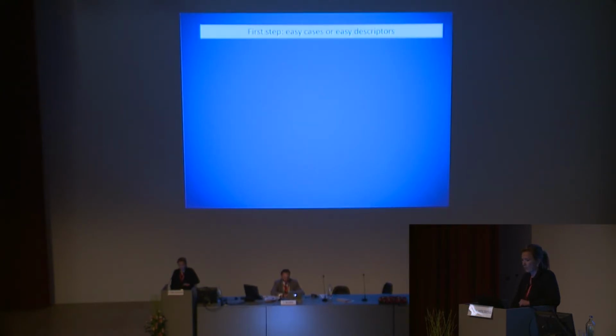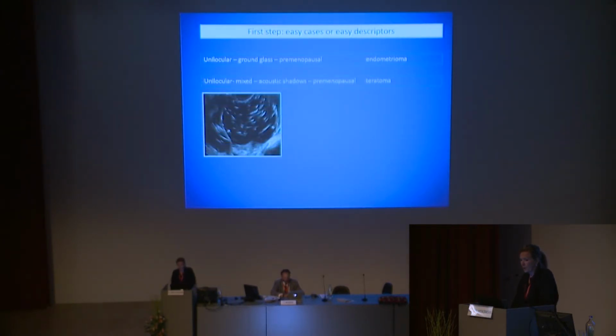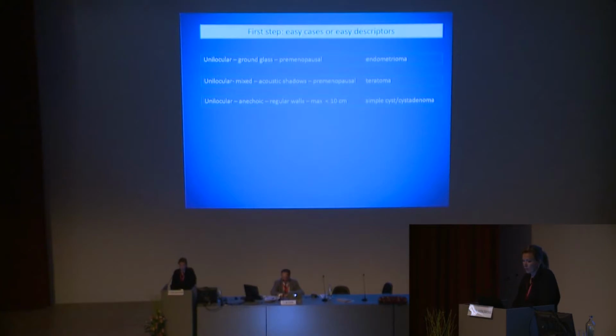So the first step are the easy cases or the easy descriptors. For example, a unilocular mass with ground glass echogenicity in a premenopausal patient is always an endometrioma. A unilocular mass with mixed echogenicity, acoustic shadowing in a premenopausal patient is always a teratoma. A unilocular anechoic cyst with a regular wall less than 10 centimeters should be a simple cyst or cystadenoma. And also a unilocular cyst with regular walls and a remaining echogenicity should be a simple cyst or a cystadenoma.